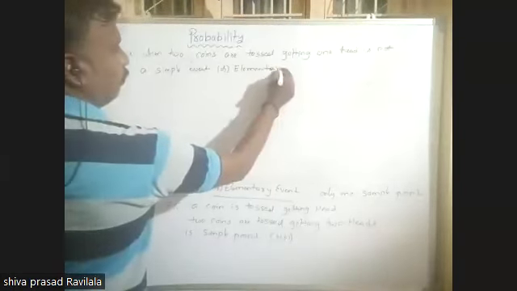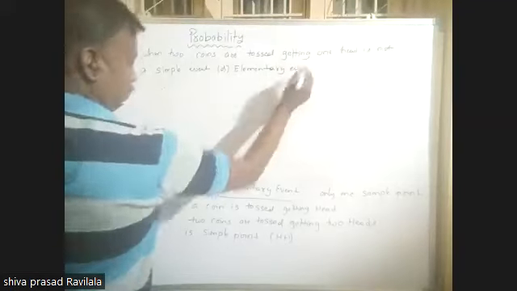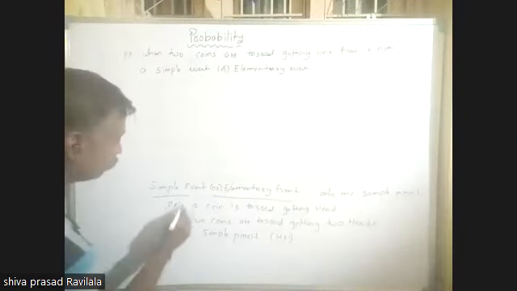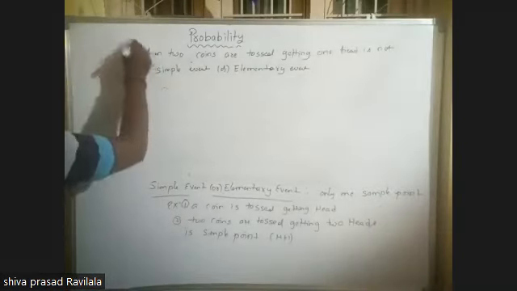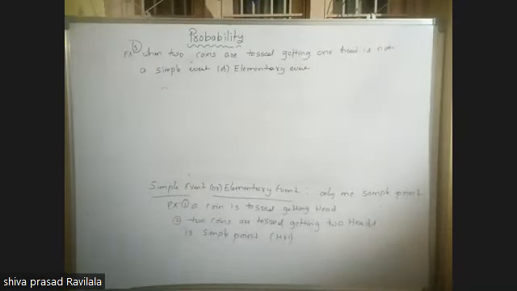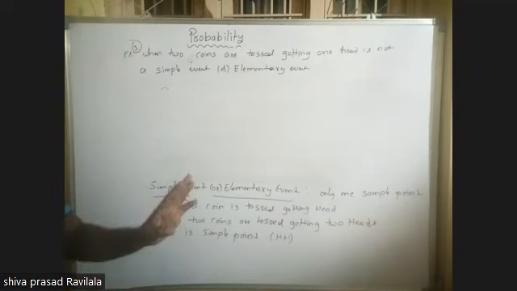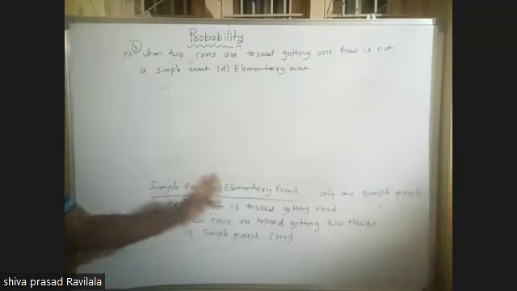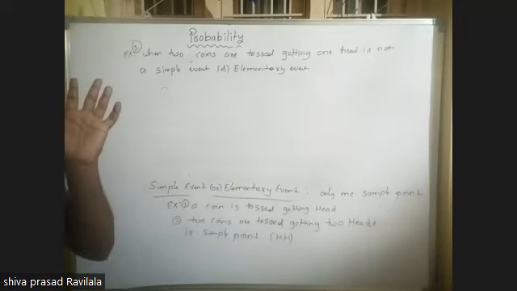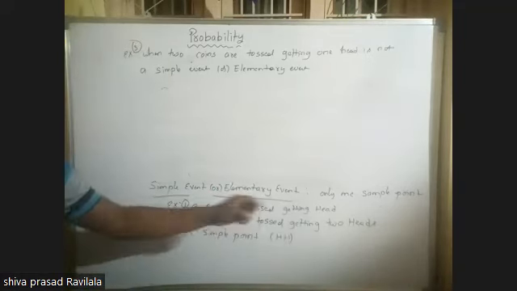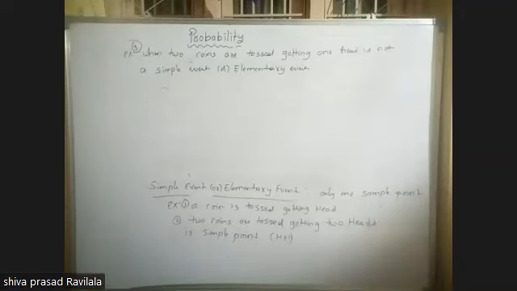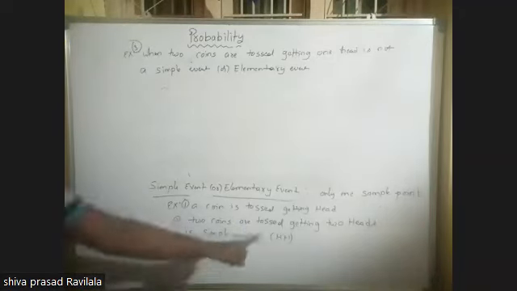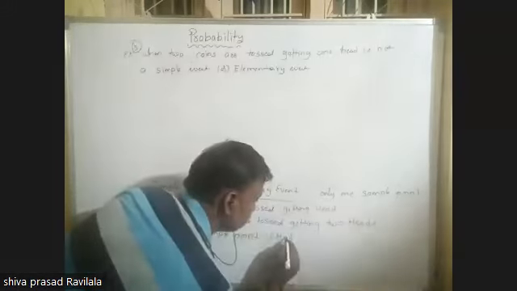What is the difference between this example 2 and example 3? Observe here, example 1: a coin is tossed, getting head. Only one event, a simple event. Getting head or getting tail, that will be a simple event. A simple event or elementary event contains only one sample point. And the second one: two coins are tossed, getting two heads. Getting two heads is also only one condition, and that is H comma H. Here also that is a simple point.